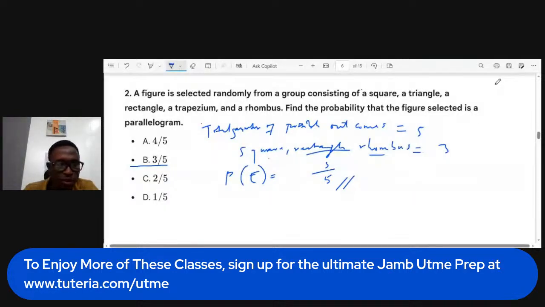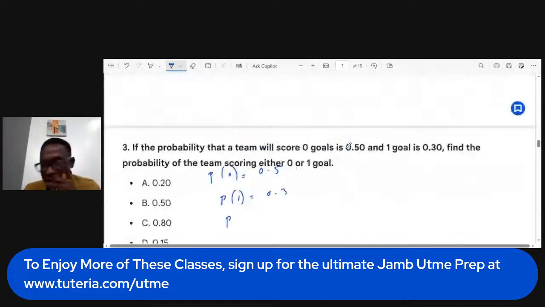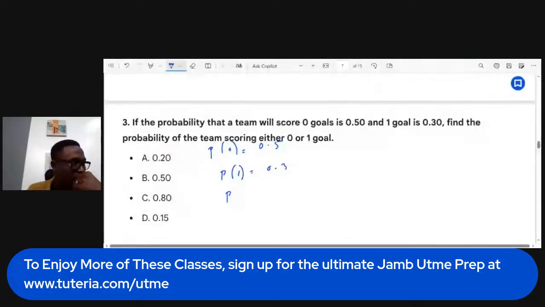All right, so let's move on to the next question. So let's conclude this question 3. I'll be wrapping up very soon, so that I can rest a bit before the next class. All right, so if the probability that a team will score 0 goals is 0.5 and 1 goal is 0.3, find the probability of the team scoring either 0 or 1.